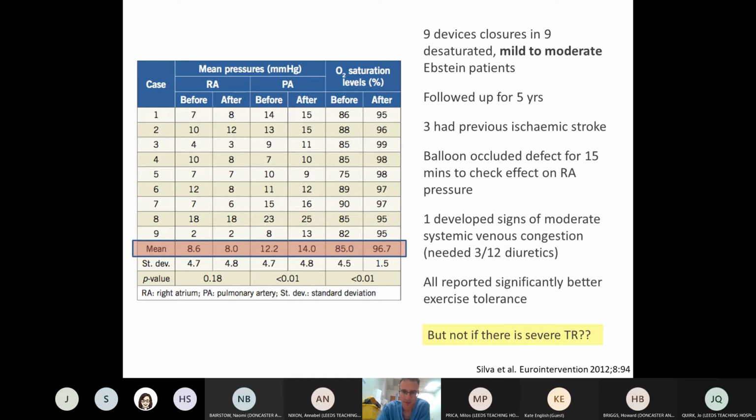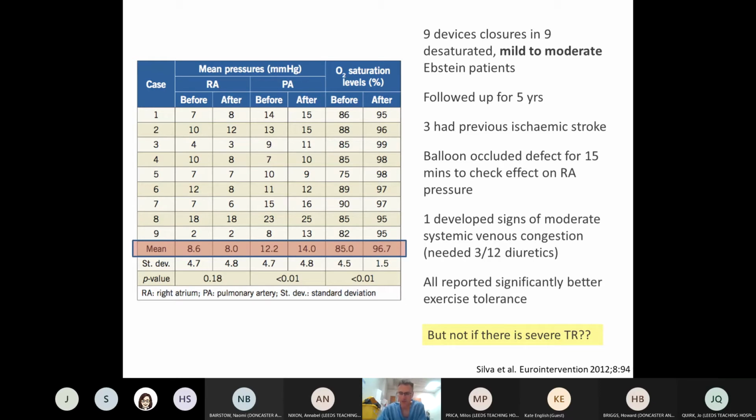And so what they did is they occluded the interatrial communication with a balloon for 15 minutes, just to double check that there wasn't a too deleterious effect on the right atrial pressure. They closed them all, and just one of those 9 patients developed worsened right-sided heart failure and needed some diuretics, but only for 3 months. And all patients reported feeling that their exercise tolerance was better.